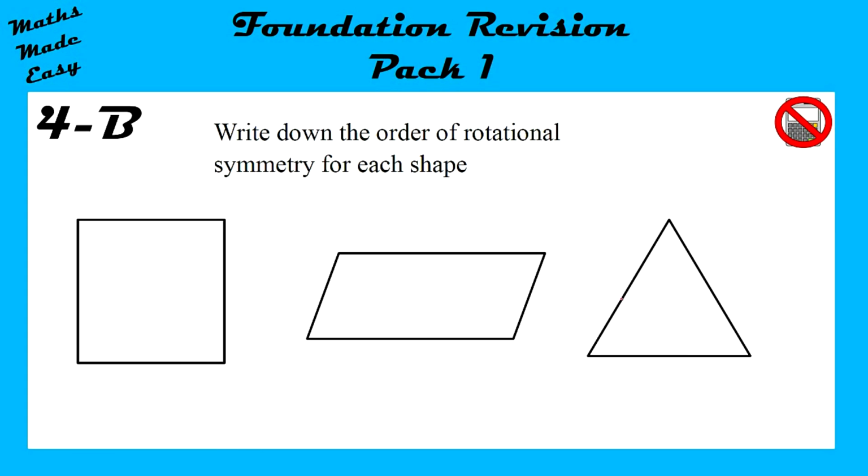Question 4b. The order of rotational symmetry for the square is 4, for the parallelogram is 2, and for the equilateral triangle is 3.